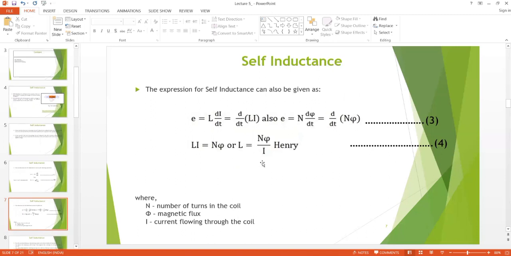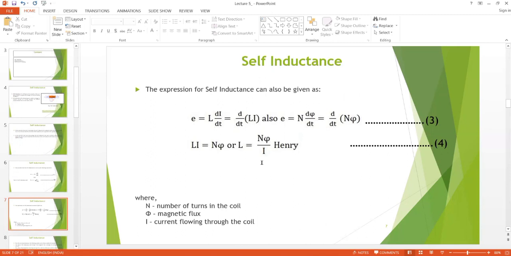So this is a wonderful formula. You have to remember this: L is equal to N phi by I. Now, how did it come across? I put Li instead, and then we take N d phi by dt, and then we compare both of them. When we compare both of them, we get L is equal to N phi by I.